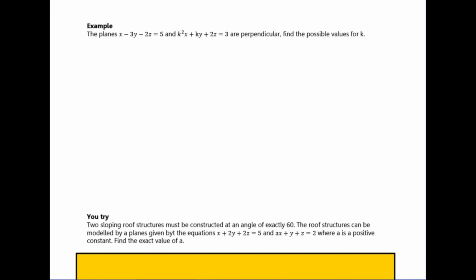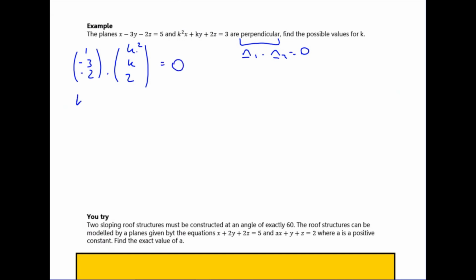If the planes are perpendicular, it means that their normal vectors are also perpendicular. And remember, perpendicular means that the dot product is equal to 0. The normal vector of the first plane is 1, minus 3, minus 2. The normal vector of the second plane is k squared, k, 2. So just do the dot product of those and set it equal to 0, and I can work out what k is.